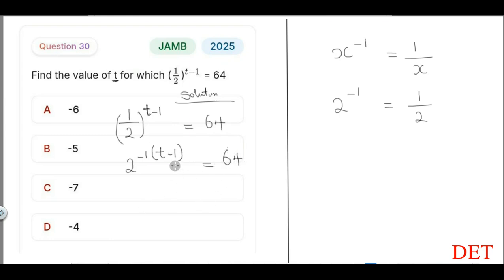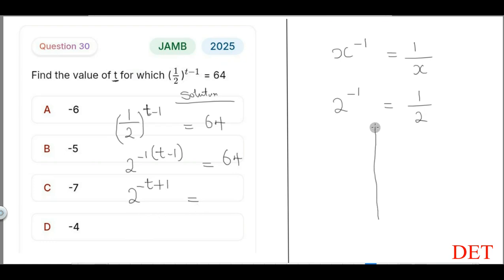So having done this, the next thing I'm going to do is to convert this 64 to an index number in such a way that it will have 2 as a base number. So this will be 2 raised to the power of -1 times t, which gives me -t, and -1 times -1 gives me +1, because minus times minus gives plus, equal to 64. So what I'm going to do here is to convert this 64 to an index number with 2 as the base number.